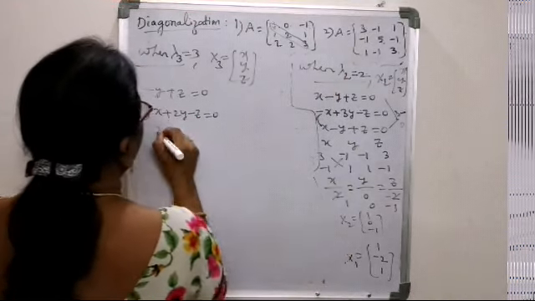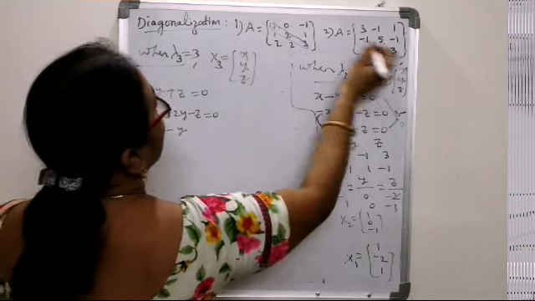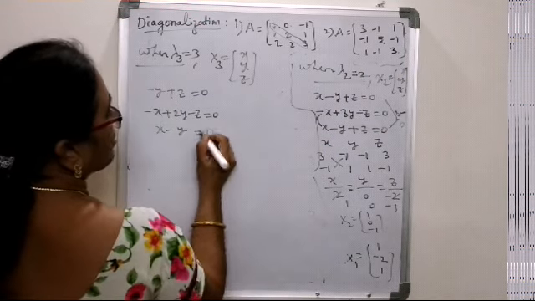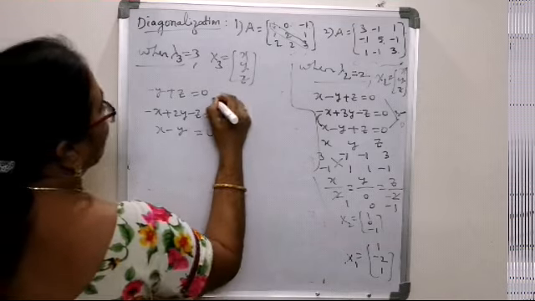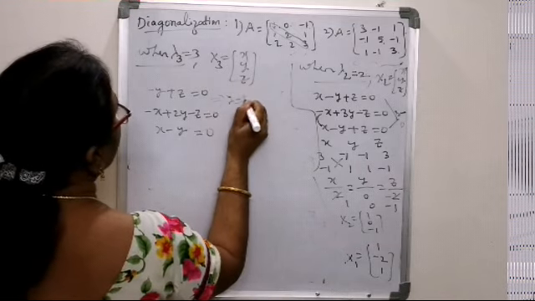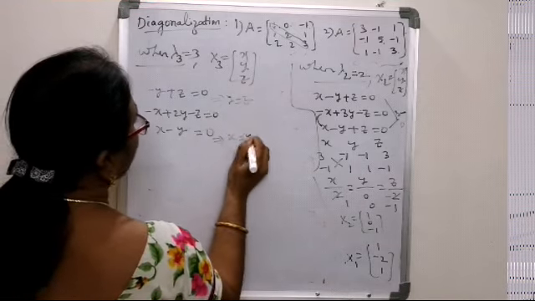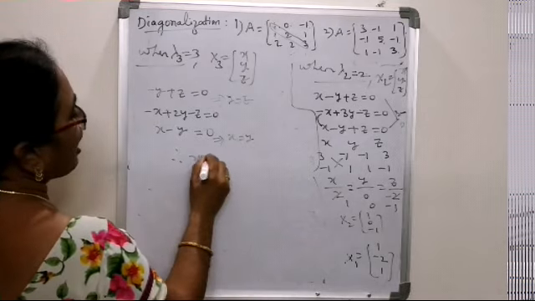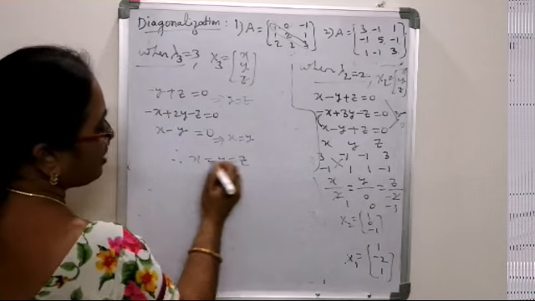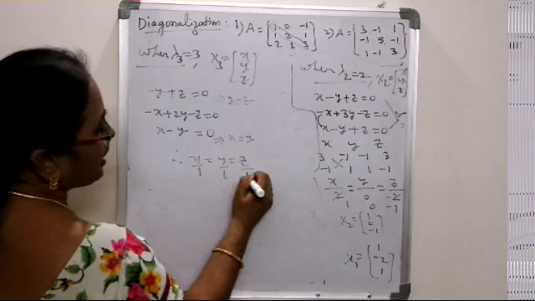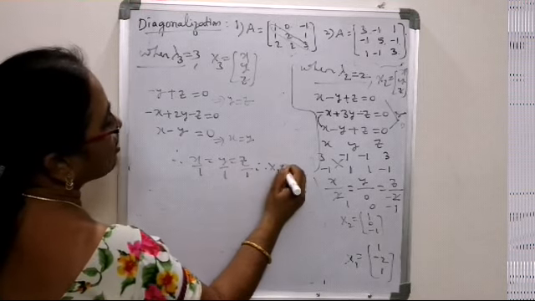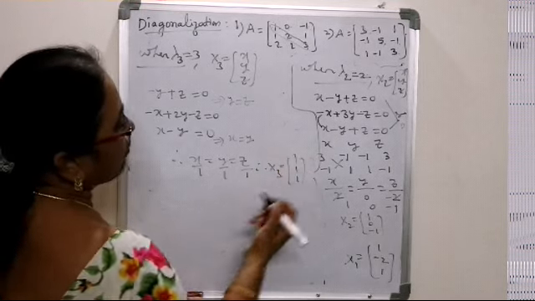From the last row, we have x minus y, 3 minus 3 becomes 0, so 0z. Clearly, from the first equation, we have y equal to z. From the third, we have x equal to y. Therefore, we have x equal to y equal to z, or x is 1, y is 1, z is 1, and the third eigenvector in this case is (1, 1, 1).